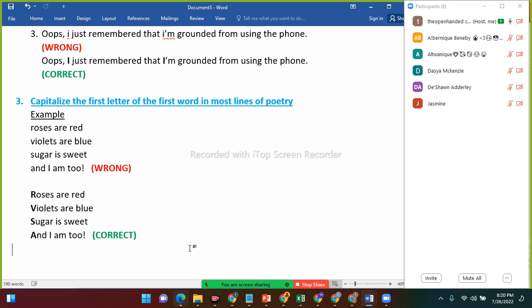So we learned 3 capitalization rules. What's the first one? Every time you start a sentence, you have to capitalize the first letter of the first word. What's the second one? Capitalize the pronoun I. And the last one, you want to do what? The first letter of the first word in poetry, yeah. Very good.